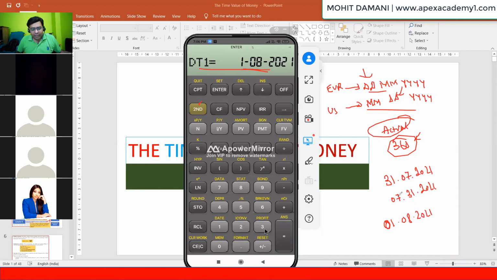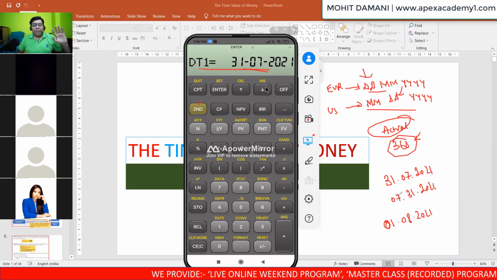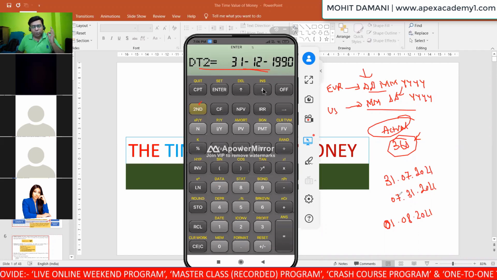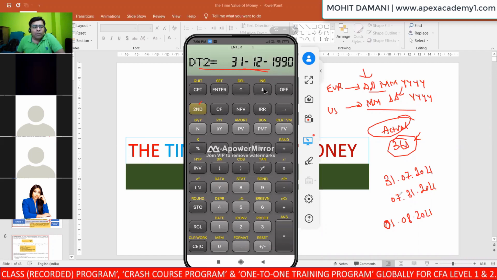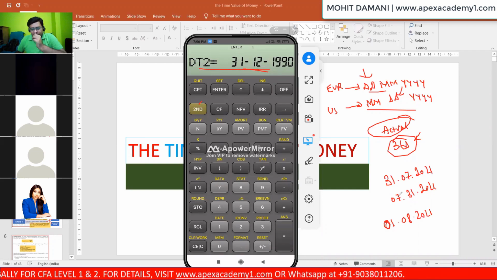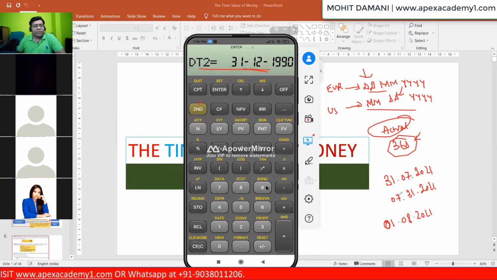Again, if I want to enter 31st July, then 31.0721 and then enter, and I get this. Now suppose the next coupon date for my bond is 31st December, and I want to calculate the number of days between those dates. Here I will have to enter 31st December 2021. It's very simple: 31.1221, and then press enter.